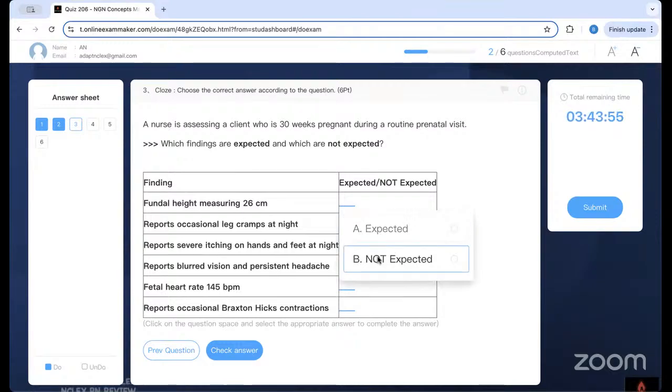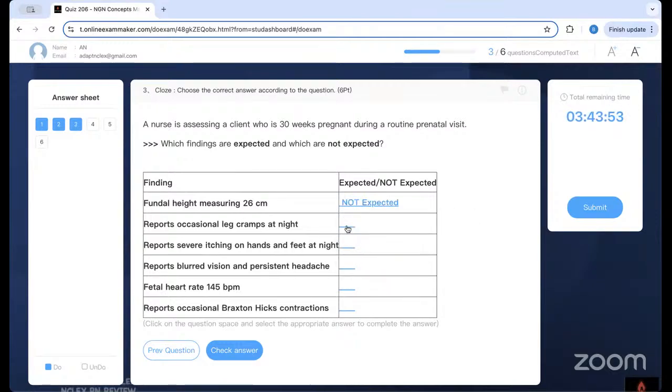So this one, we don't expect it. I expect some leg cramps, but itchiness is worrisome. Blurred vision is worrisome. Fundal height is expected, and this is expected. This is the OB content, straightforward. I know you know it.